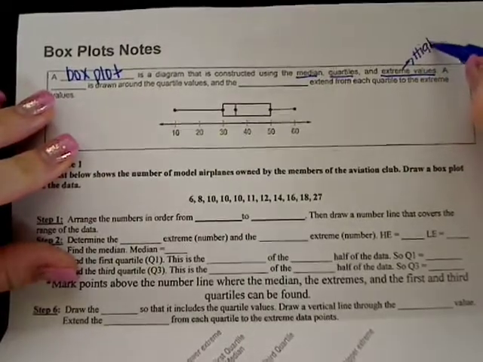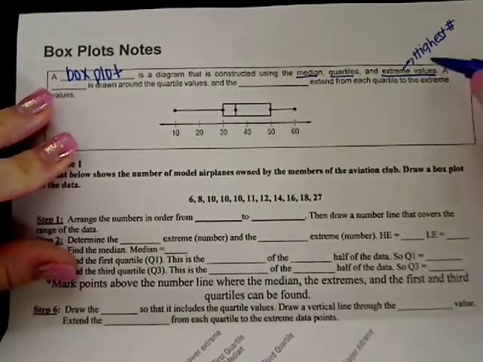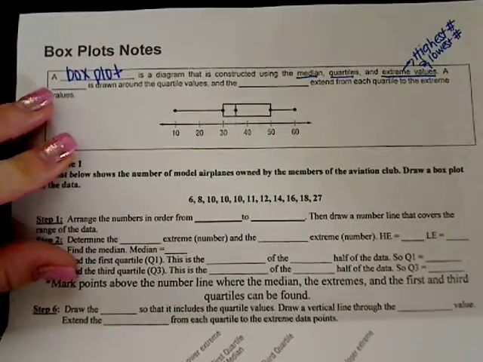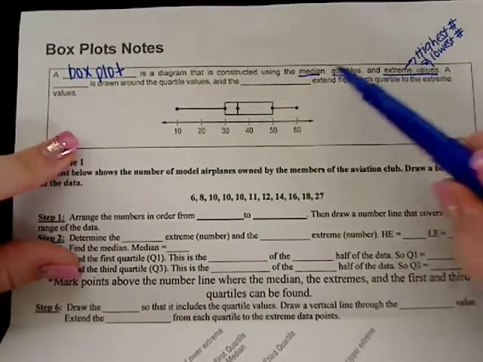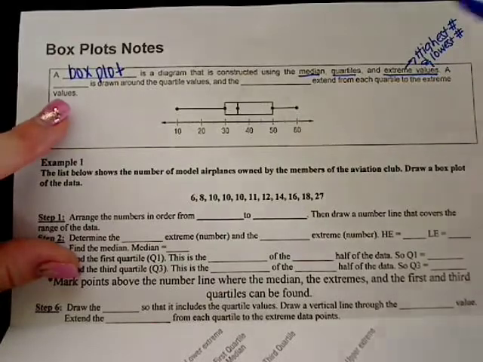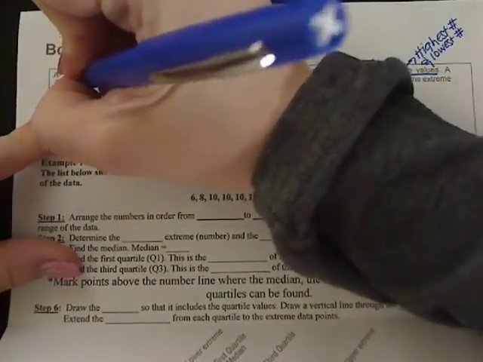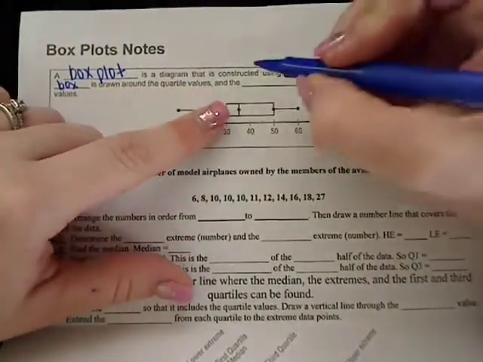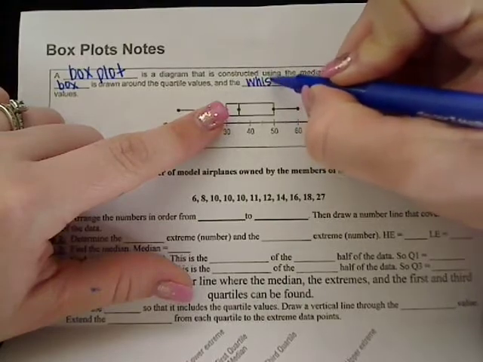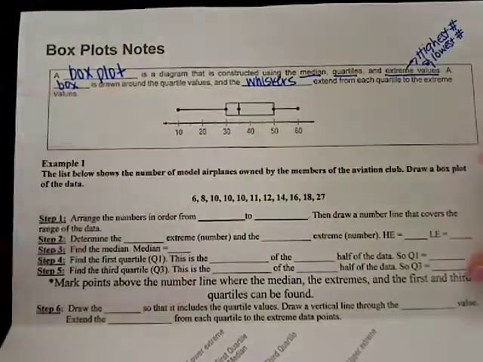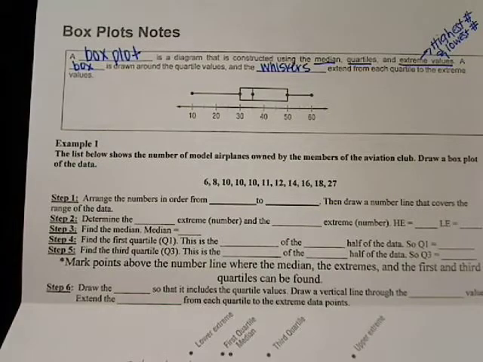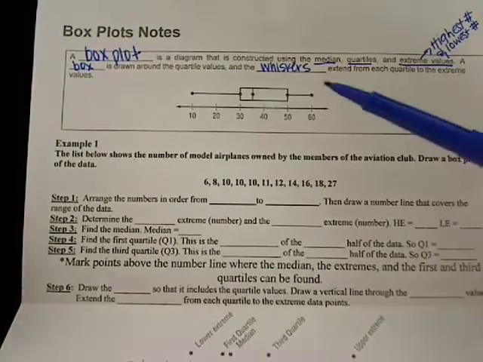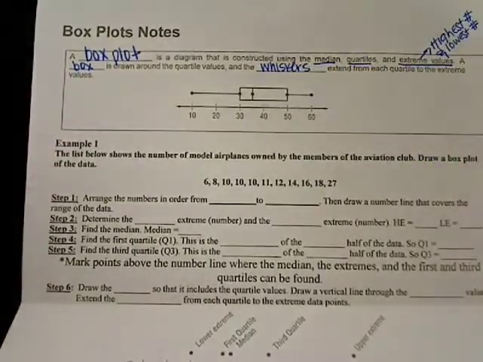So highest number and lowest number, that's what your extreme values are. And so we use that information to graph a box plot, and then basically what we do is we put a box around the quartile values, and then we draw what we call whiskers from each quartile to the extreme value. So you could hear these called box plots, or when I was in school they called them box and whisker plots, hence the box and whisker. Both mean the same thing.